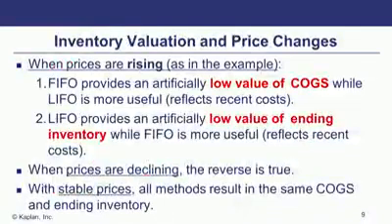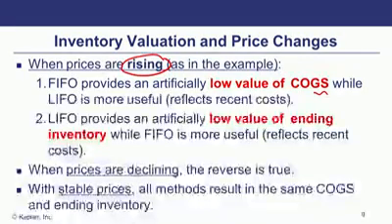Now, of course, we're asked to talk about how prices rising affect our methods. So let's have a look at inventory valuation and price changes. First of all, we're looking at purchase prices rising, i.e. an inflationary environment. In this situation, FIFO gives you an artificially low value of cost of goods sold. That's because under FIFO, your cost of goods sold contains all of the older purchase prices. The more recent purchase prices, of course, are contained in your ending inventory. So you get a very low value of cost of goods sold.